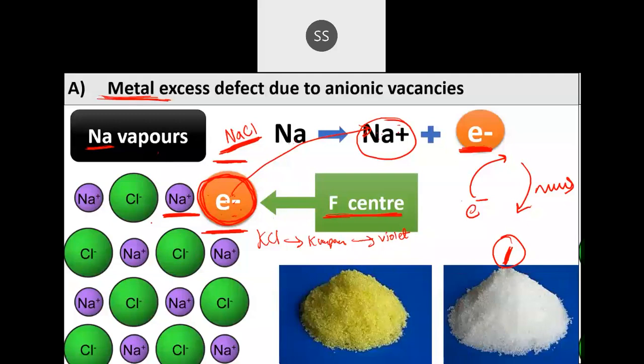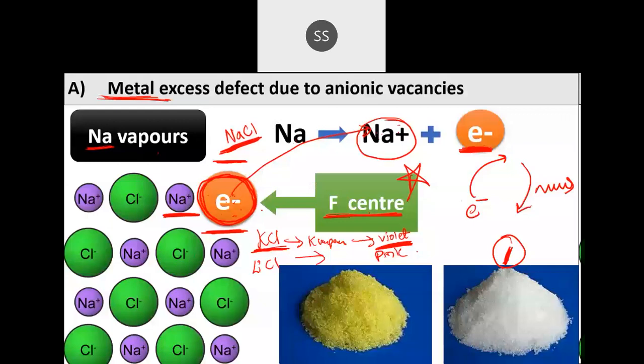In the crystal, many anionic sites will be occupied by electrons. I was telling you that sodium chloride is yellow in color, but if you take a potassium chloride crystal and do the same thing, the whole crystal appears violet. Even lithium chloride appears pink in color finally. If they show this color change, that means some defect has taken place, and that defect is because of the presence of this electron. So that is all about metal excess defect.